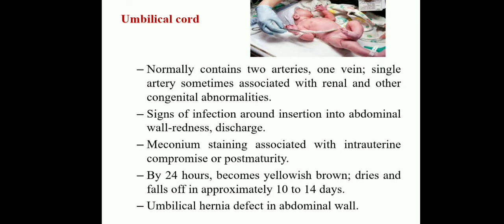You should also observe the umbilical cord for umbilical hernia and defects in the abdominal wall. This is about the umbilical cord. Normally the umbilical cord contains two arteries and one vein. If a single artery is there, it is associated with renal and other congenital anomalies.